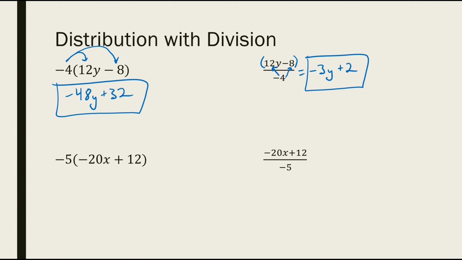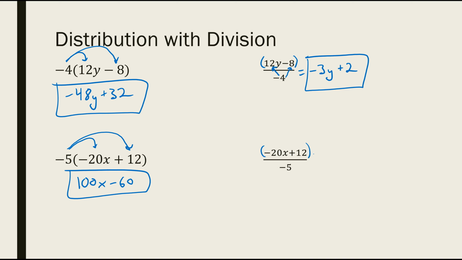Let's look at this second set of problems. Again, notice how in one I'm multiplying and in the other I'm dividing. I want to set it up this way so that you remember to distribute the division. So if we're multiplying, I know to multiply this negative 5 in. Negative 5 times negative 20 is 100x. Negative 5 times 12 is negative 60. Very nice.